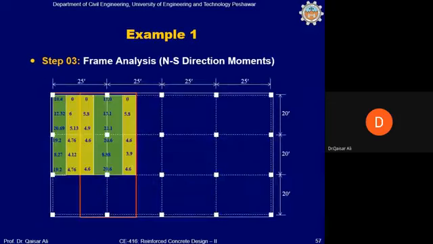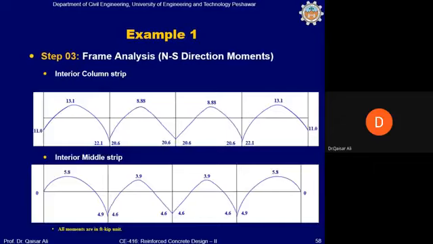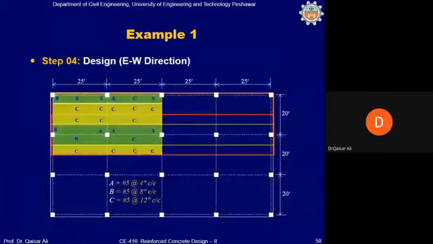These are the values along the north-south direction. Along the north-south direction, the values will be written in the same manner. And then these are the interior column strip and interior middle strip values for the north-south direction. Okay, and the next is the design. I strongly recommend that you do this design yourself. You can compare it with the design that we have finally done for this slab. You can use some other bar instead of number 5. We have used number 5 bar in this design example.